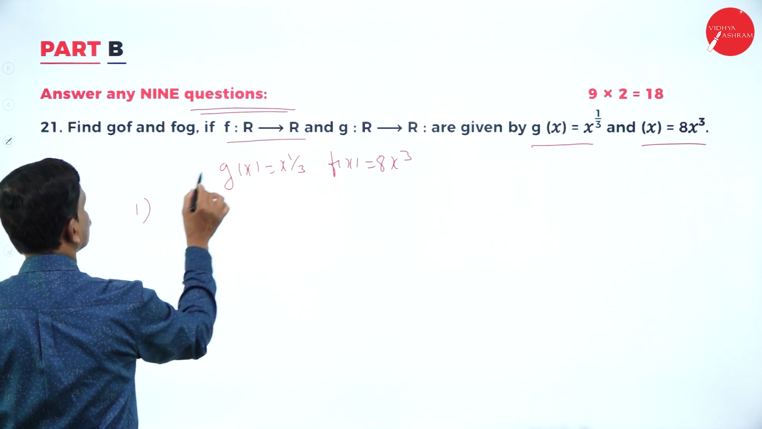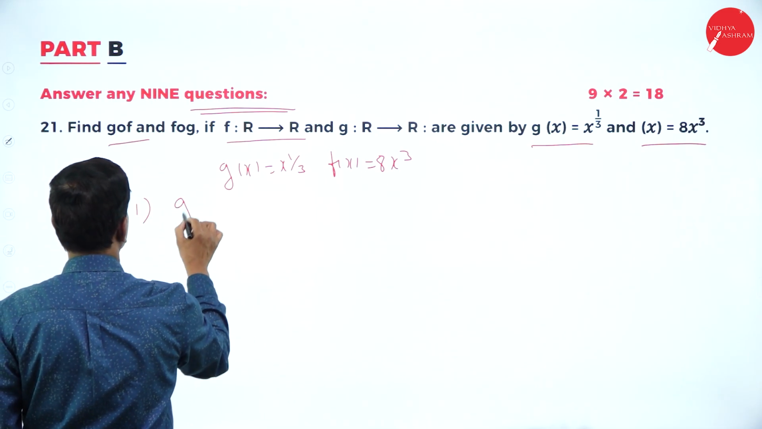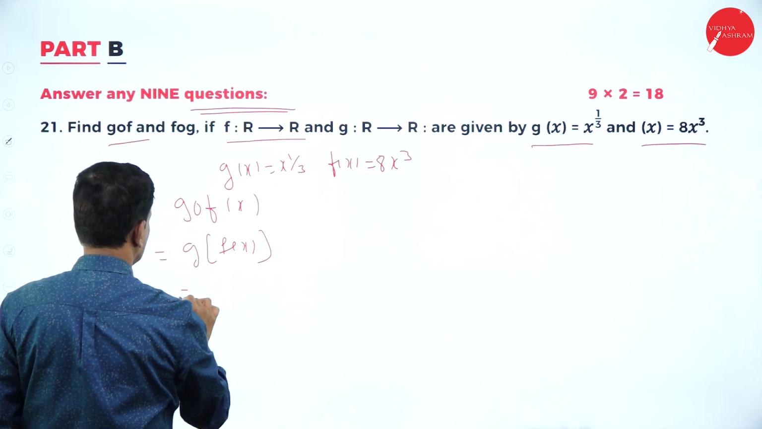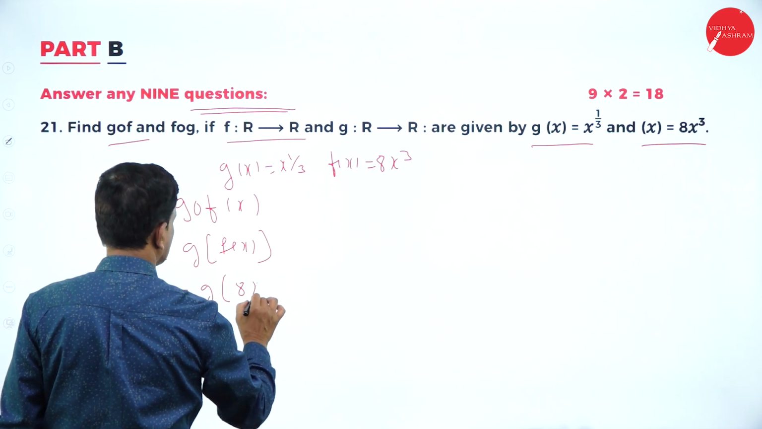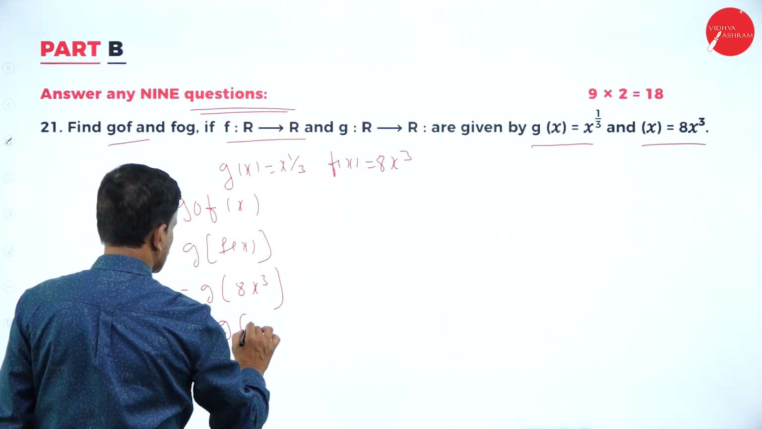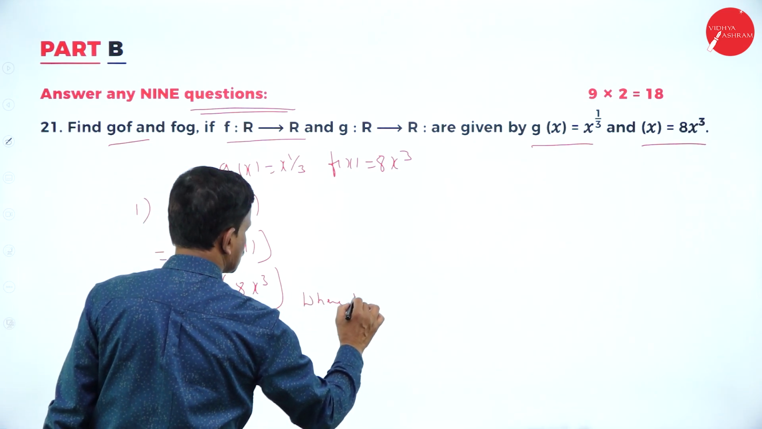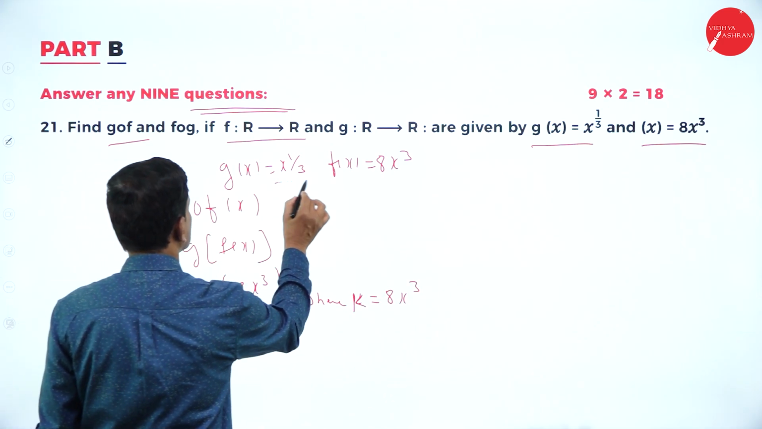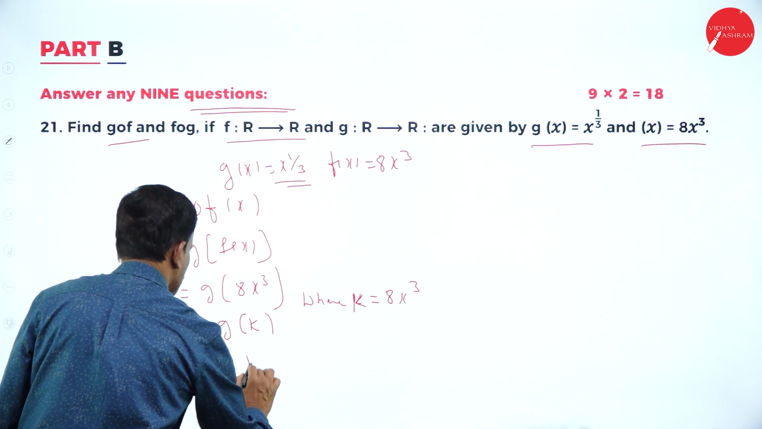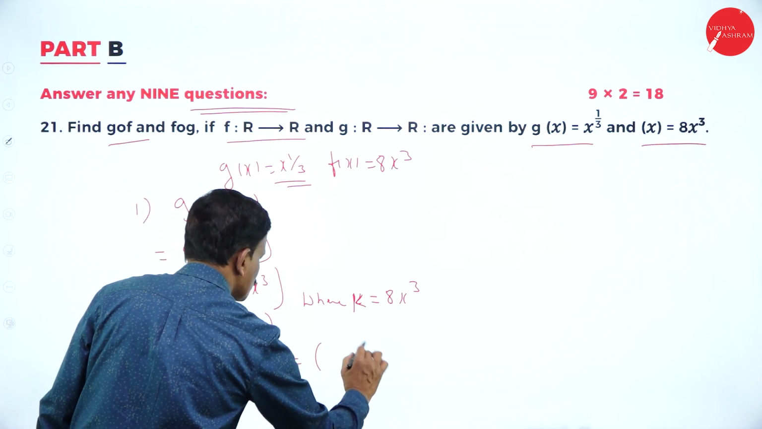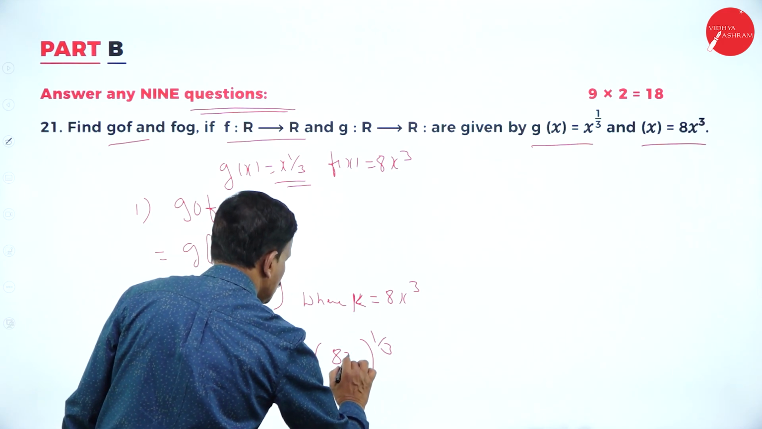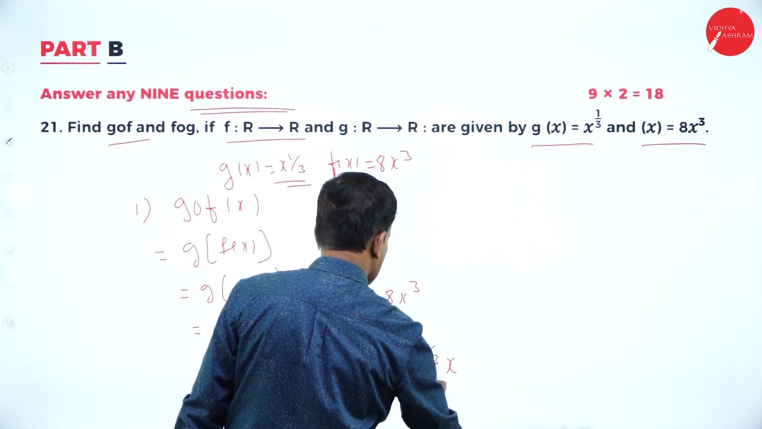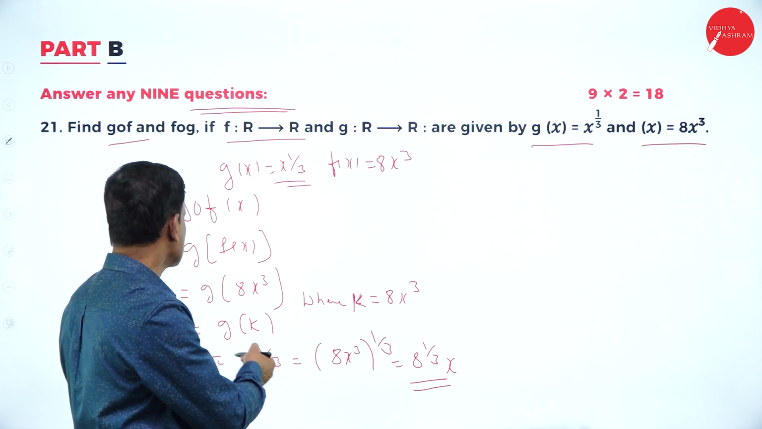Now, first find out the value of g o f of x. g o f of x is equal to g of f of x, that's equal to g of 8x cube. Let us consider this as k, where k is equal to 8x cube. Since g of x is equal to x to the power of 1 by 3, g of k is k to the power of 1 by 3. Just substitute the value of k: 8x cube to the power of 1 by 3. This can be written as 8 to the power of 1 by 3, the 3 gets cancelled, so 8 to the power of 1 by 3 into x is the value of g o f of x.